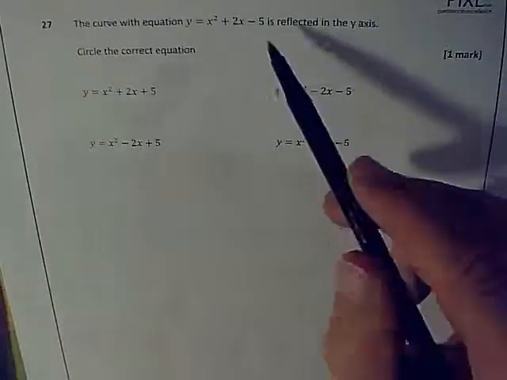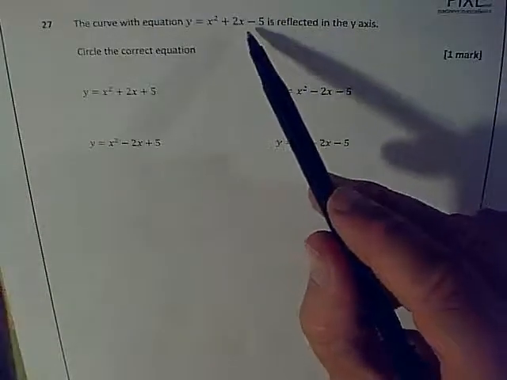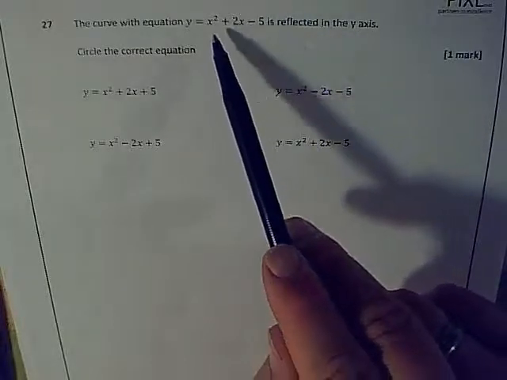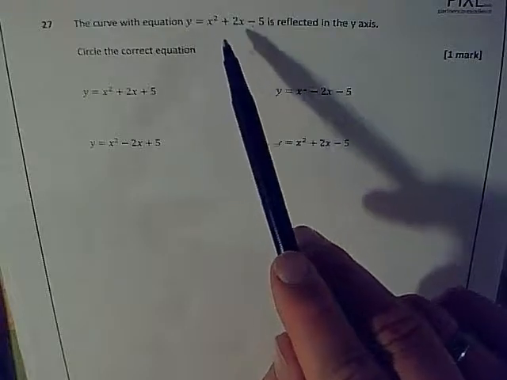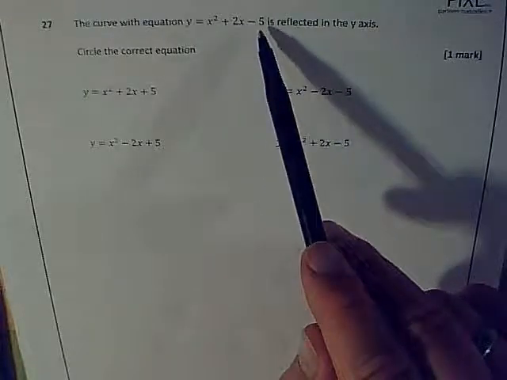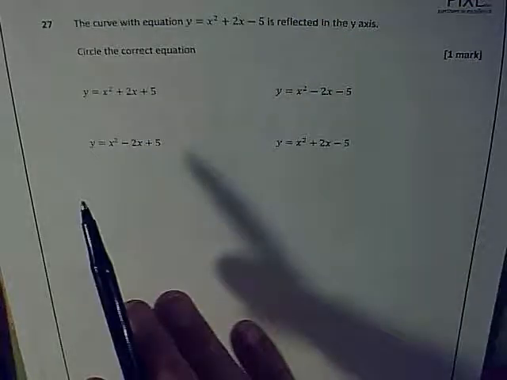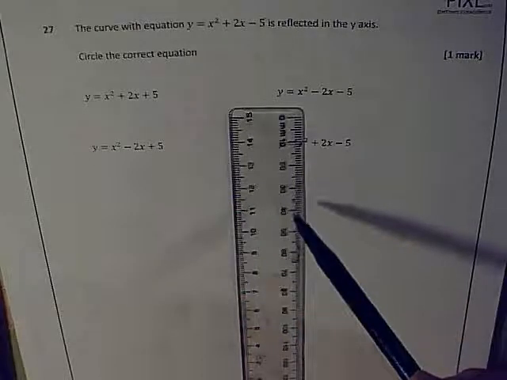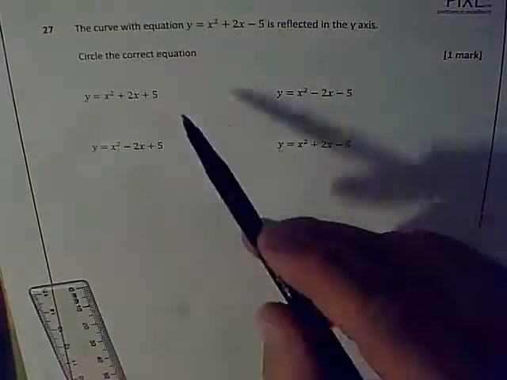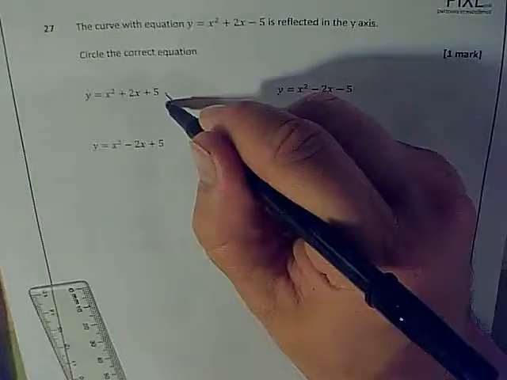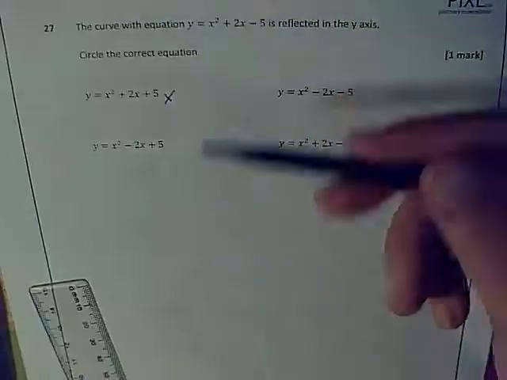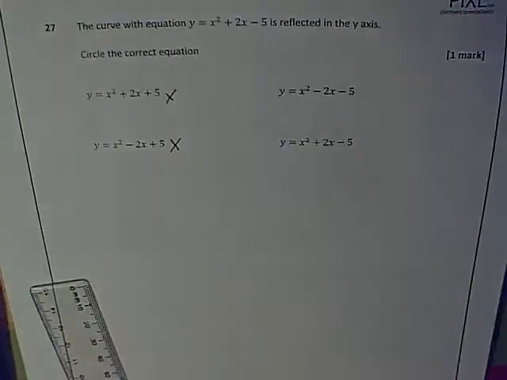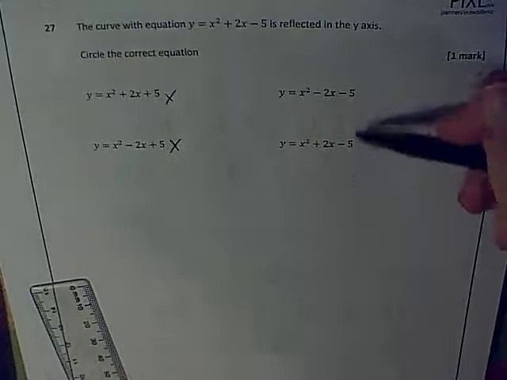I mean, it's going through minus 5 on the y-axis, isn't it? Because the y-axis is when x equals 0. So when x equals 0, this is 0 plus 0 minus 5. That's my y-intercept. Now when I flip it in the y-axis, it's not going to change my y-intercept. My y-intercept will remain the same. So I can rule these two out, because they must have flipped on the x-axis or something to have the y-intercept plus 5. So it's neither of those two, so it's one of these two.